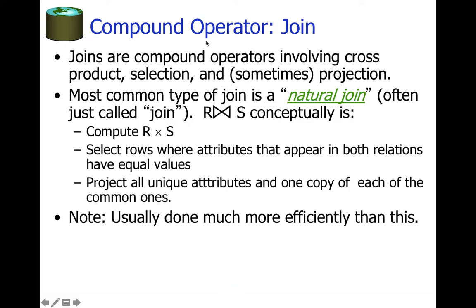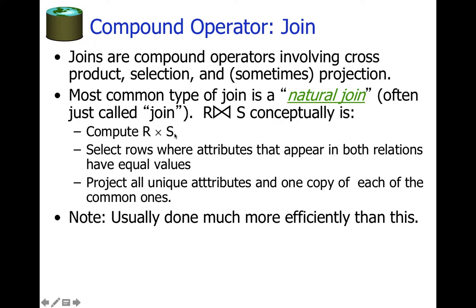Another useful compound operation is the join. Joins are compound operators involving cross product, selection, and sometimes projection, as we shall see. The most common type of join is a natural join. What do you mean by natural join? You compute R times S, R cross product S.